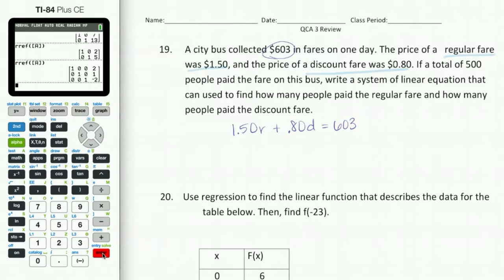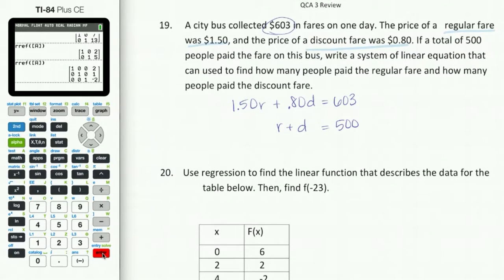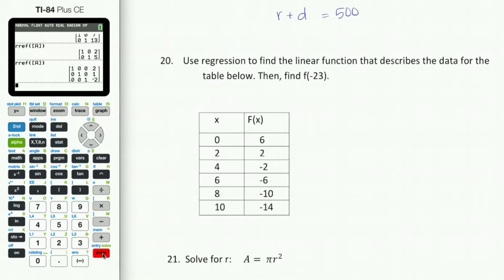So remember, you always have one equation that uses money. So $1.50, 80 cents, and 603. And then it says if 500 people paid the fare on this bus, that's going to be our second equation for 500 people. We're going to have regular plus discounted. And that is going to be your total system. If you want to input it on your calculator, you can find the numbers.